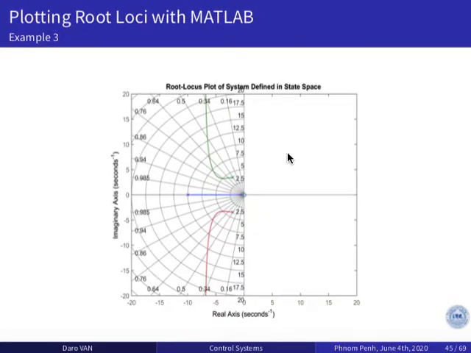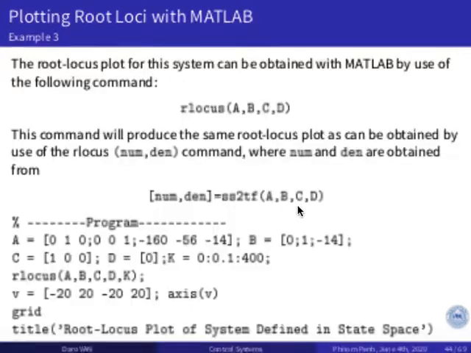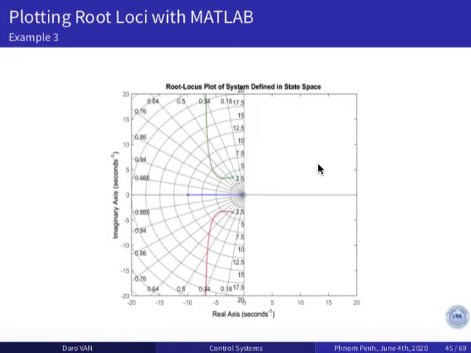Okay, this is the plot. So this will go from this to this. It starts from the pole and ends up at the zero. And this is the pole. This is the pole. It has the infinite zero.